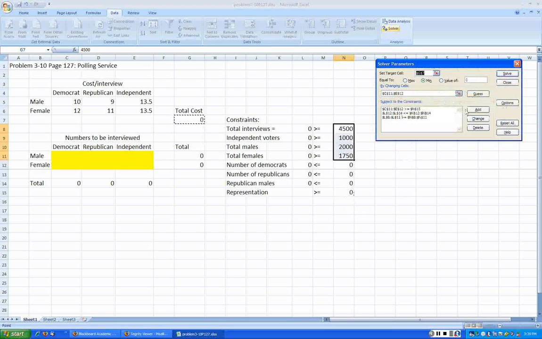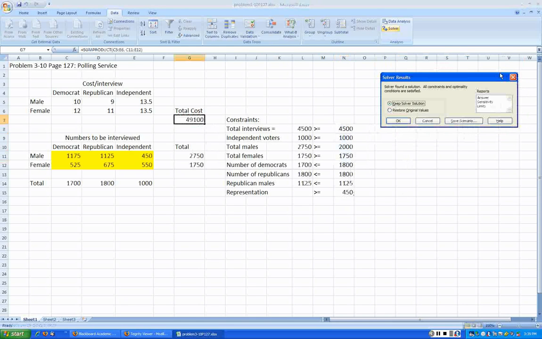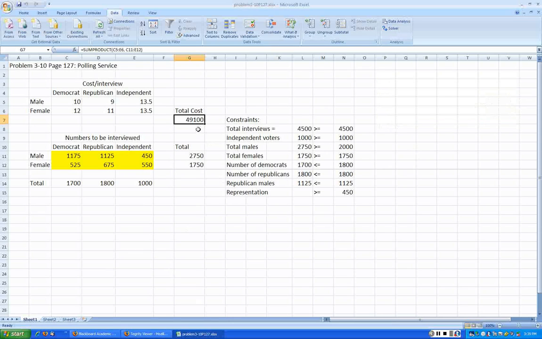Click OK. Options, already checked boxes. Click OK and solve, and it tells you here Solver found a solution, all constraints satisfied. It says to interview exactly 4,500 for a total cost of $49,100, and gives us a breakdown of how many male Democrats, female, Republican male, female, Independent male, female. That's given. Total males interviewed would be 2,750, total females 1,750, total Democrats 1,700, Republicans 1,800, and 1,000.